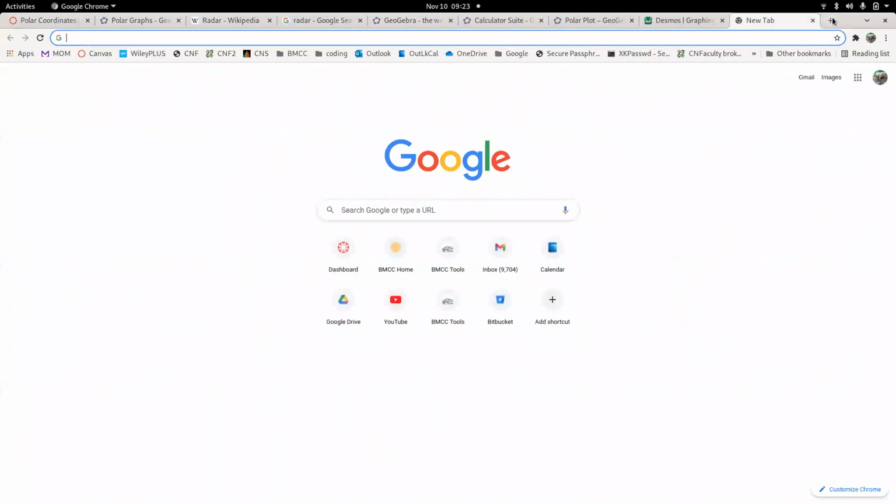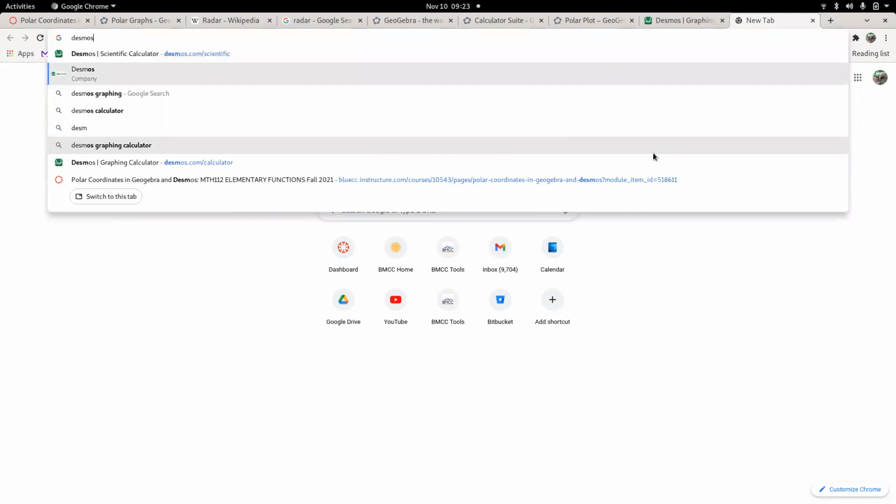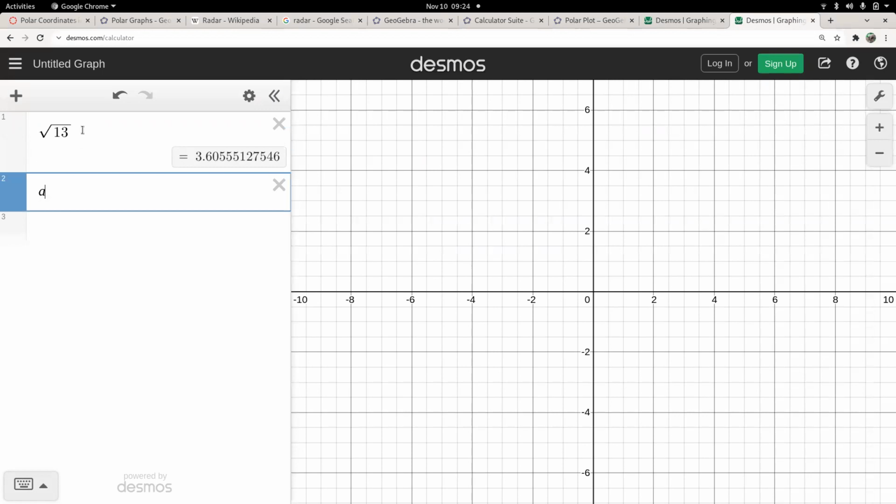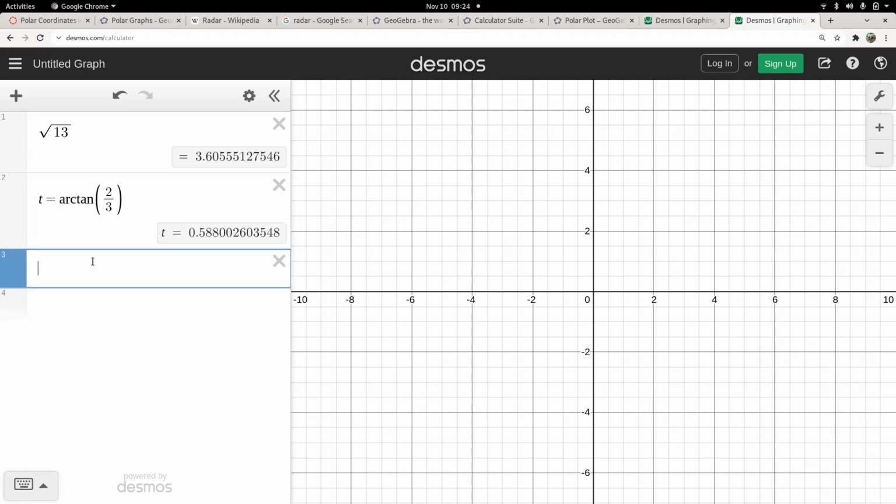Let's get a new calculator because I need those other ones for something. Let's do Desmos, graphing. So I wanted to know the square root of 13, so about 3.6-ish. And then arctan of 2 over 3. And so that gives me a radian angle of 0.588. Let's call that T for theta. And if I wanted that in degrees, I would just take T times 180 over pi or switch the mode. So that would be around 34 degrees-ish.